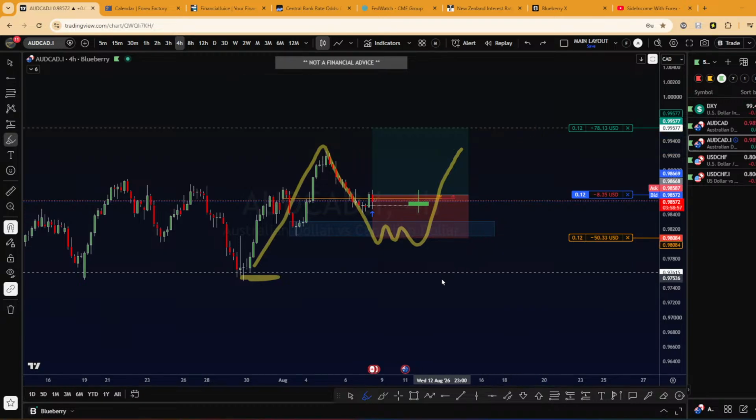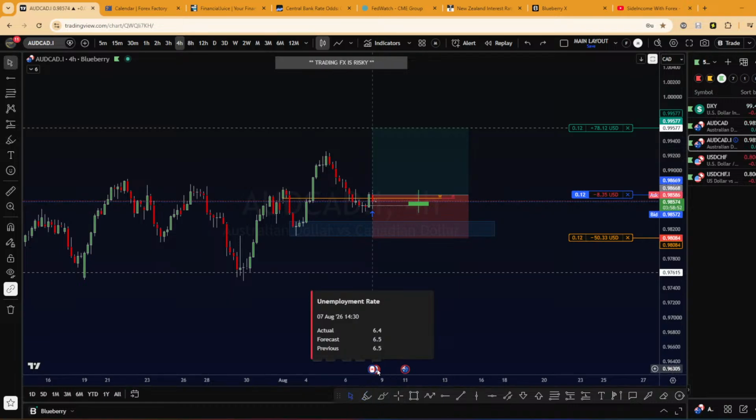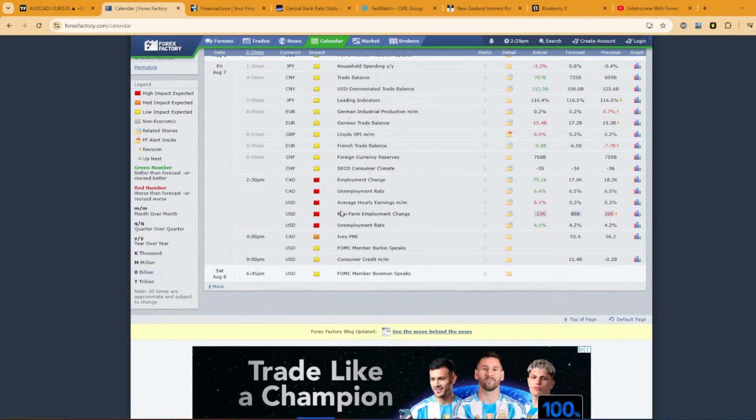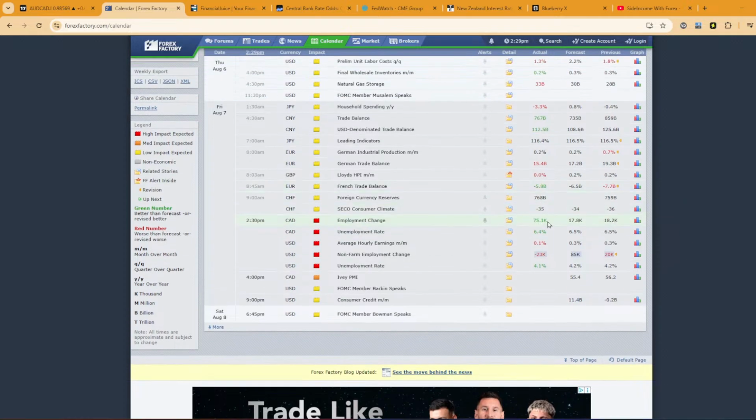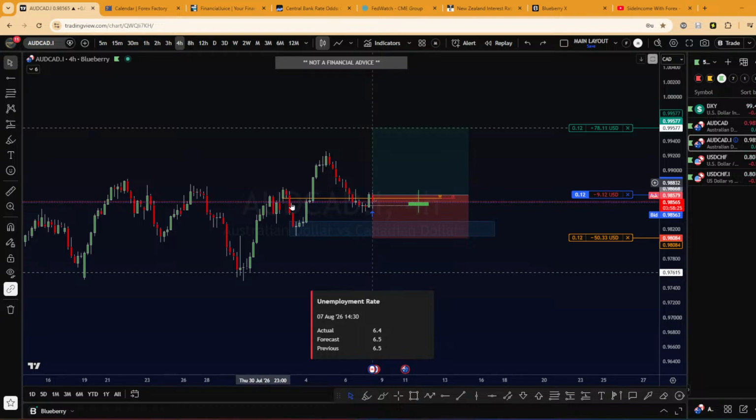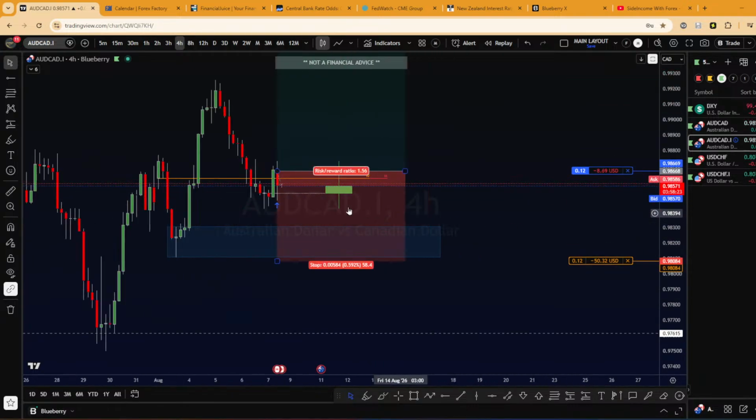So we got another interesting news on the Canadian dollar today. Let's see on Forex Factory. Yeah, the unemployment rate comes out good for the Canadian economy, and we have pretty much a good jobs report compared to the United States. So that's why USDCAD is dropping, and yeah, pretty good number. And this is also why you can see some strength coming here on OZCAD.